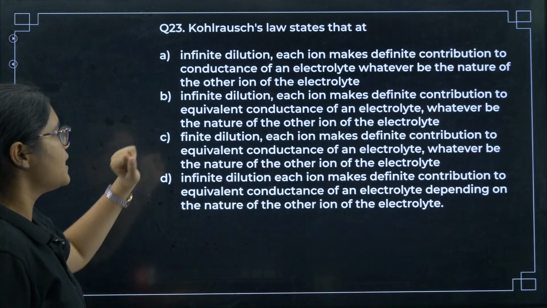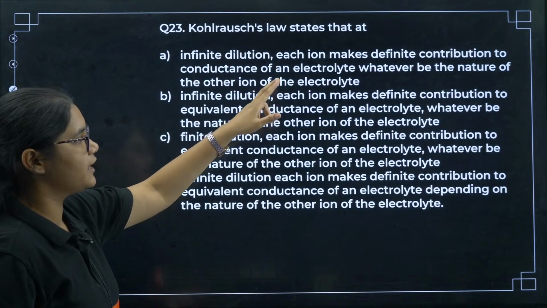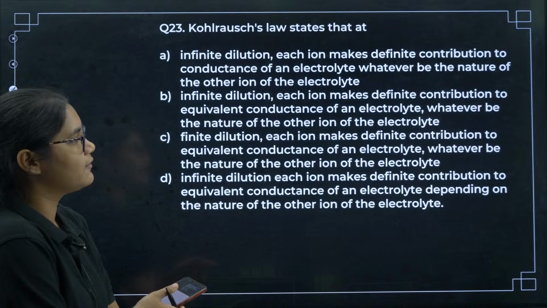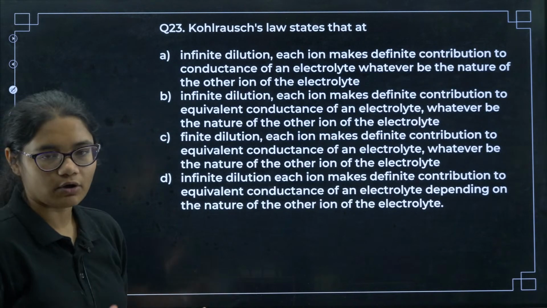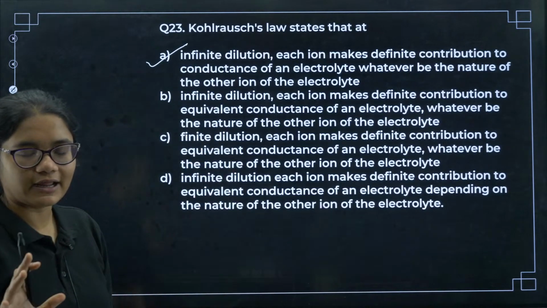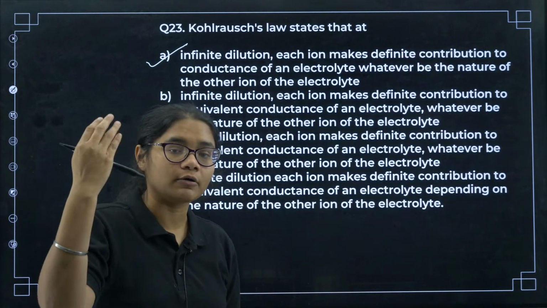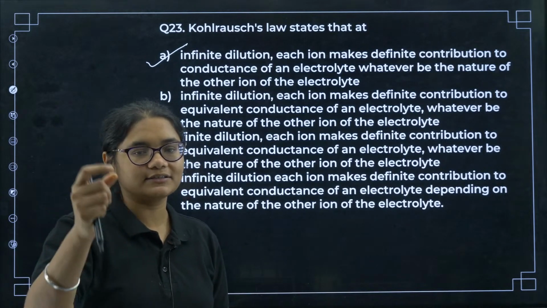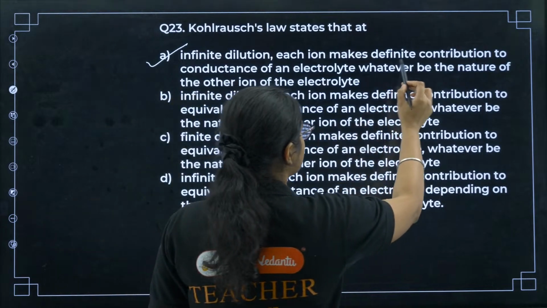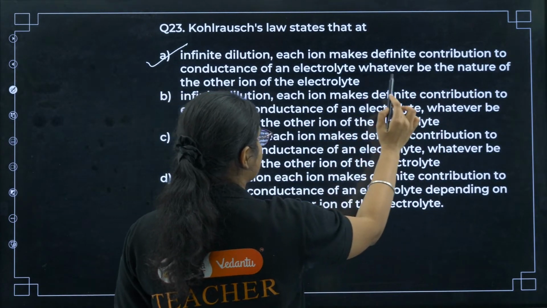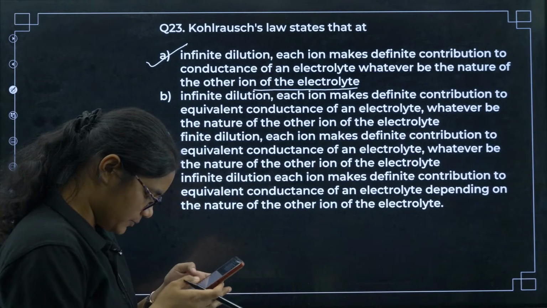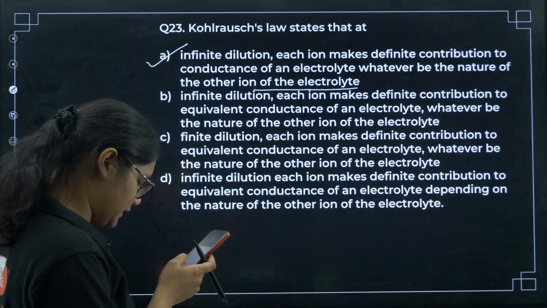of Kohlrausch's law. At infinite dilution, each ion makes definite contribution to the conductance of an electrolyte, whatever be the nature of the other ion of the electrolyte. That is the correct statement here. At infinite dilution, both the ions behave independently. The conduction of one ion is not affected by the other ion. So that is the definite contribution to the conductance of an electrolyte, whatever be the nature of the other ion of the electrolyte. So yes, 23 is A answer.